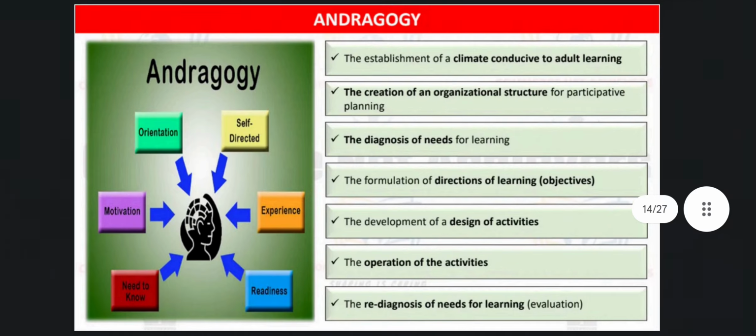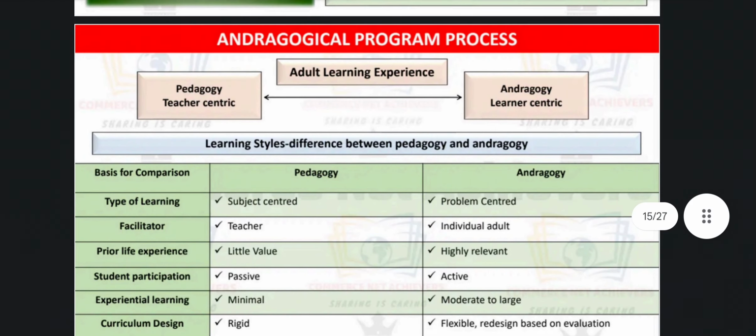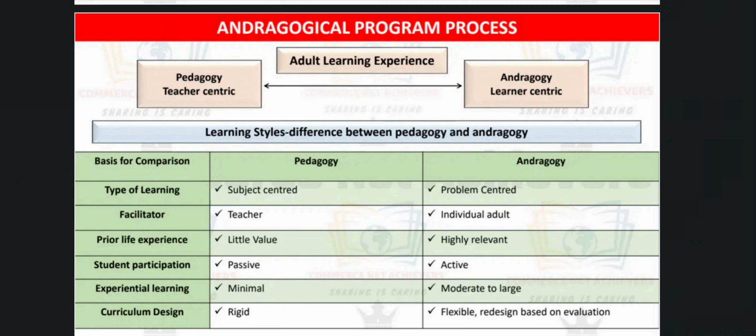In andragogy, the process elements are: the establishment of a climate conducive to adult learning, the creation of an organizational structure for participative planning, the diagnosis of needs for learning, the formulation of directions of learning, meaning objectives, the development of a design of activities, the operation of the activities, and the re-diagnosis of needs for learning. In an andragogical program process, it's an adult learning experience, from pedagogy teacher centric to andragogy learner centric.